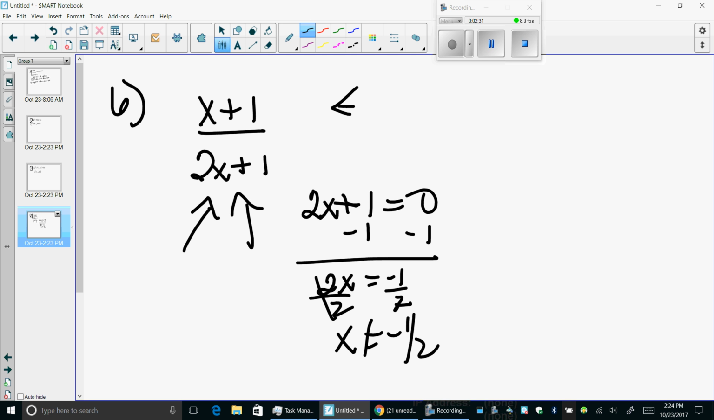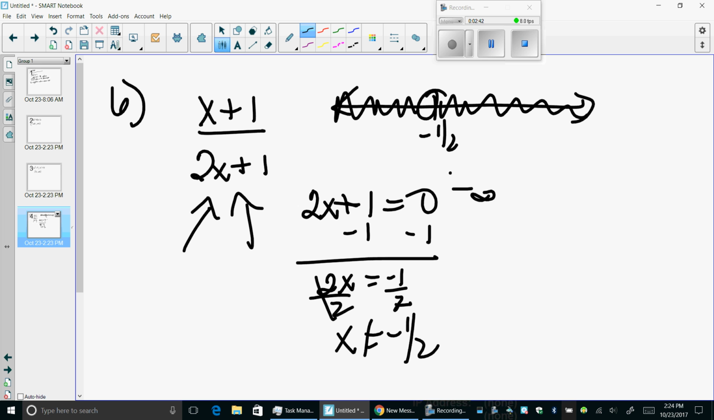So on a number line, what that's looking like, it's going to be all this stuff, and then I've got negative 1/2 right here. It can't be that, but then it can be all this stuff. So how we write that is we say it's from negative infinity to negative 1/2 with a parentheses, meaning it's up to it but not including it, and then union negative 1/2 to infinity.